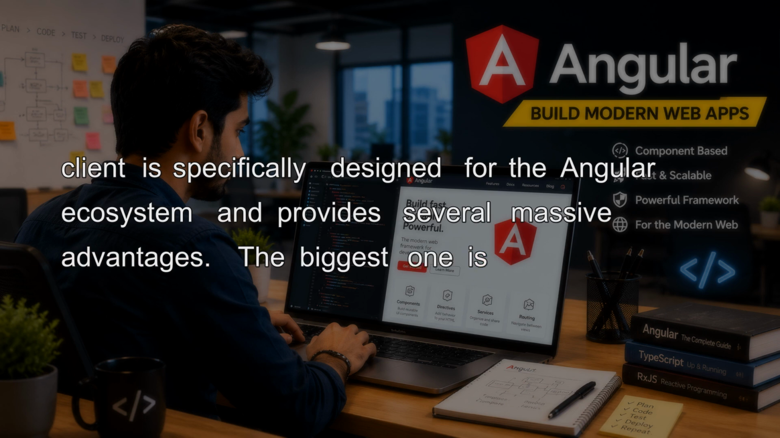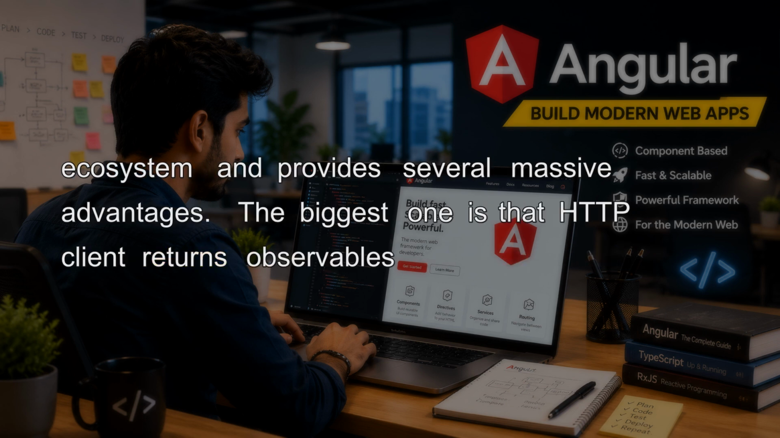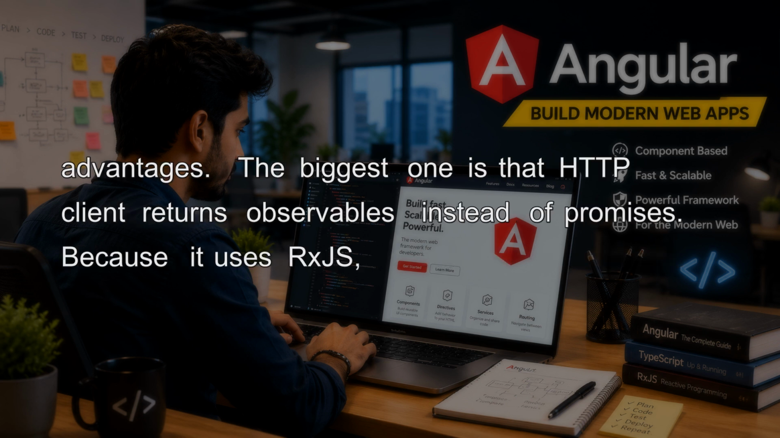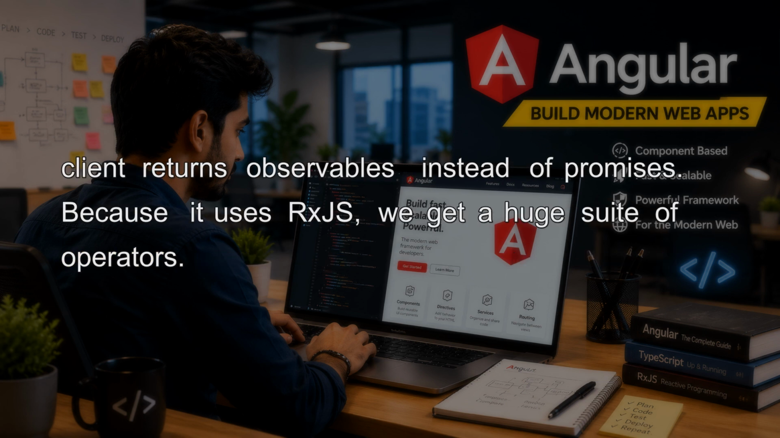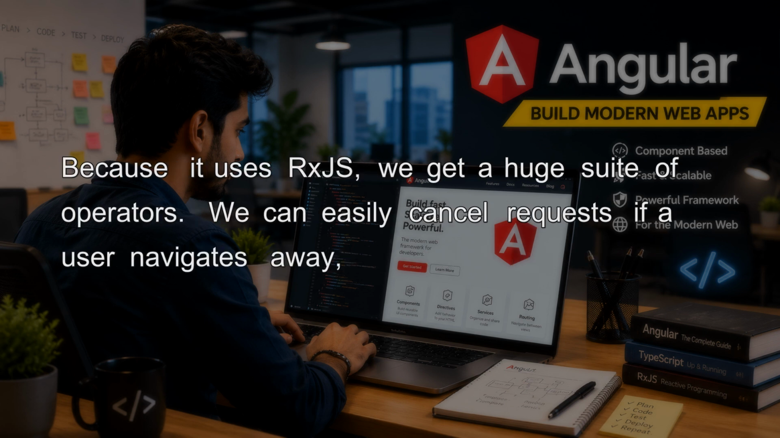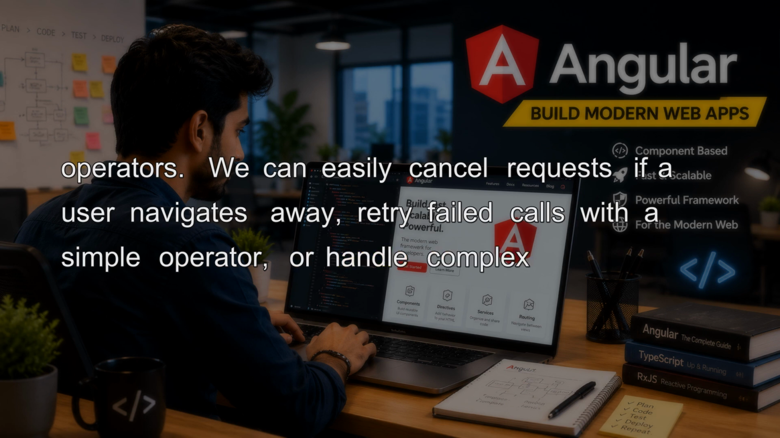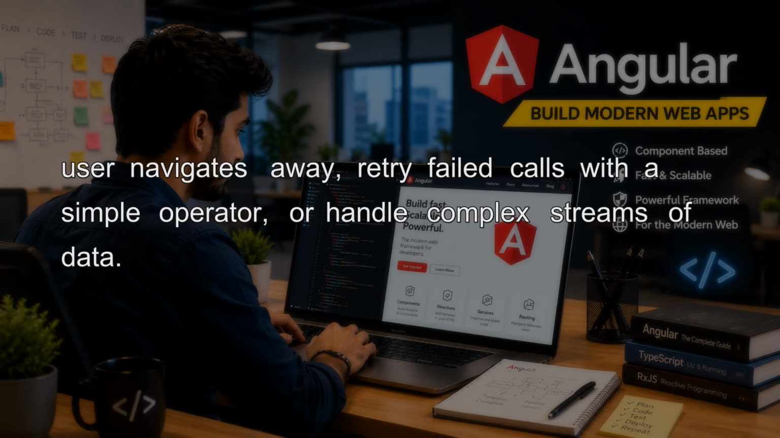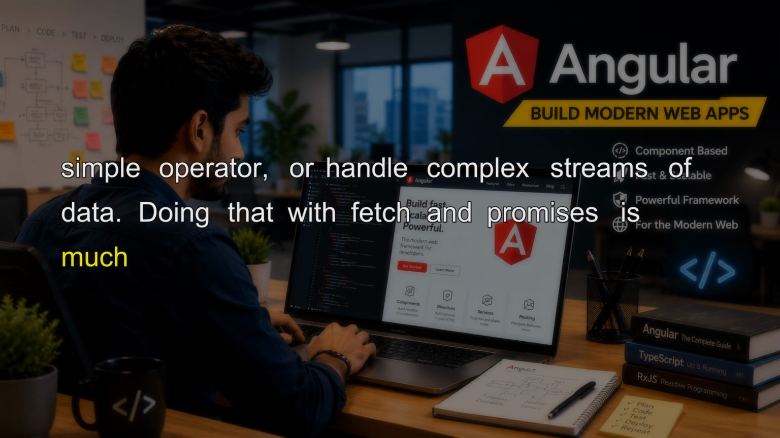The biggest one is that HttpClient returns observables instead of promises. Because it uses RxJS, we get a huge suite of operators. We can easily cancel requests if a user navigates away, retry failed calls with a simple operator, or handle complex streams of data. Doing that with fetch and promises is much more cumbersome.